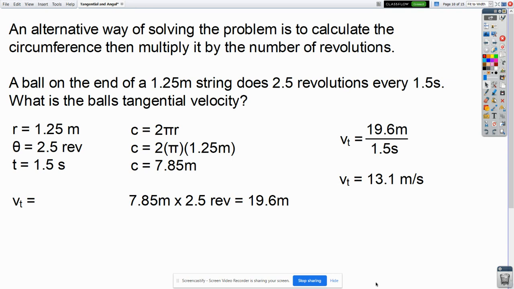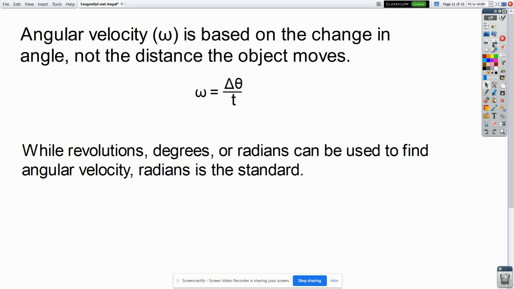So again, this is an alternate way of finding tangential velocity. It only really works when you have revolutions. You can use the radius to figure out what the circumference of one circle is and then multiply it by the number of circles you've traveled through to get the total distance traveled, which is your arc length. That can be used in that velocity calculation.